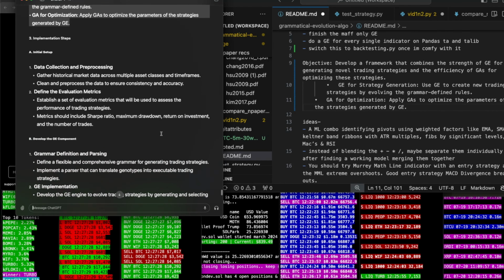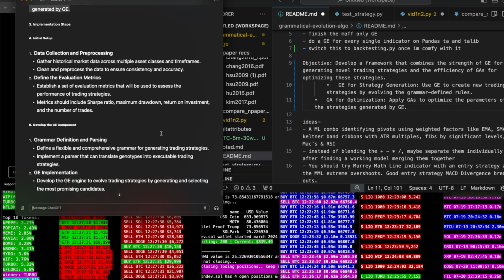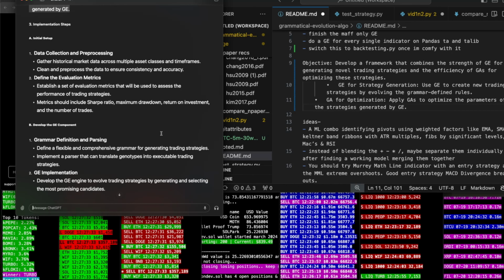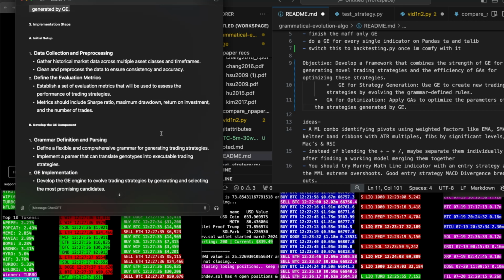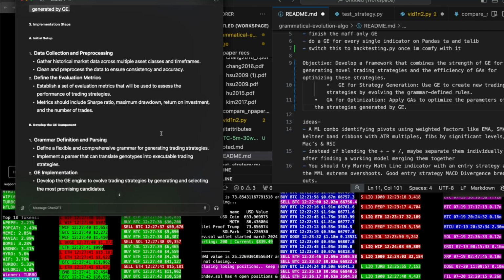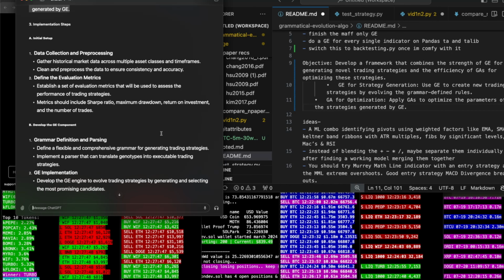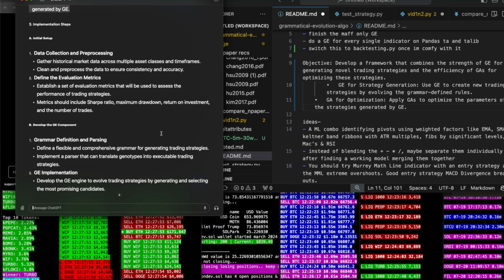Implementation steps. Data collection and pre-processing: gather historical market data across multiple asset classes and timeframes, clean and pre-process the data to ensure consistency and accuracy. Define the evaluation metrics: establish a set of evaluation metrics that will be used to assess performance of trading strategies. Metrics include Sharpe ratio, maximum drawdown, return on investment, and number of trades.